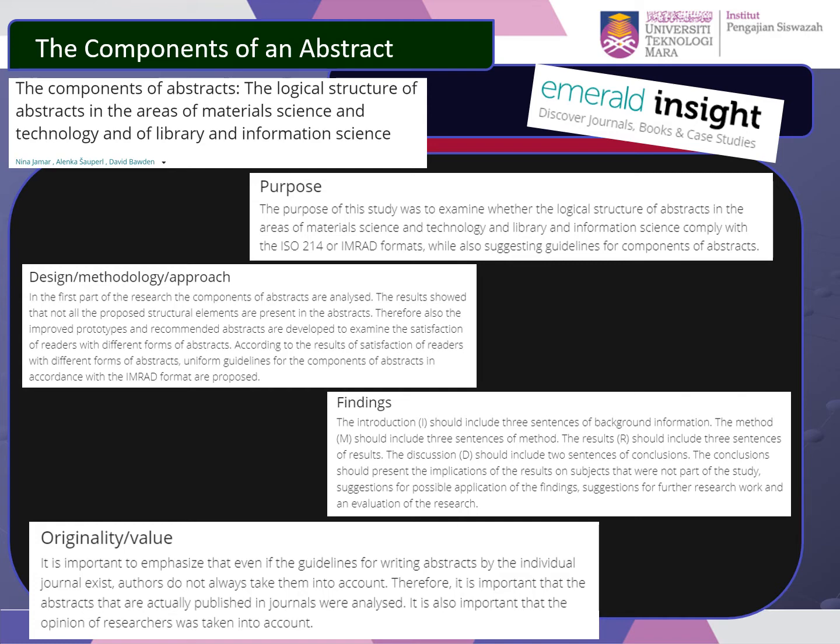Now let's see the components of an abstract, which I took from the publisher Emerald Insight. In general, the abstract of a journal paper or a manuscript should have the purpose, the aims, and the design, methodology or approach, where you explain the methodology or the approach. It should highlight the findings, and the abstract itself should show some originality or value of that article.